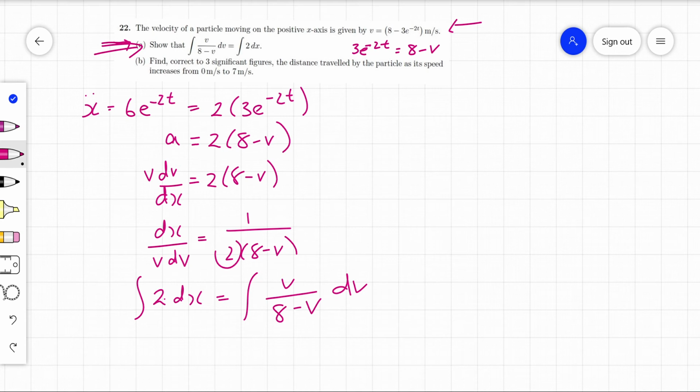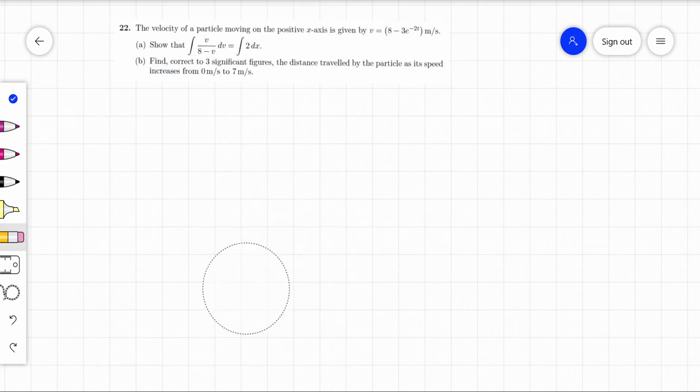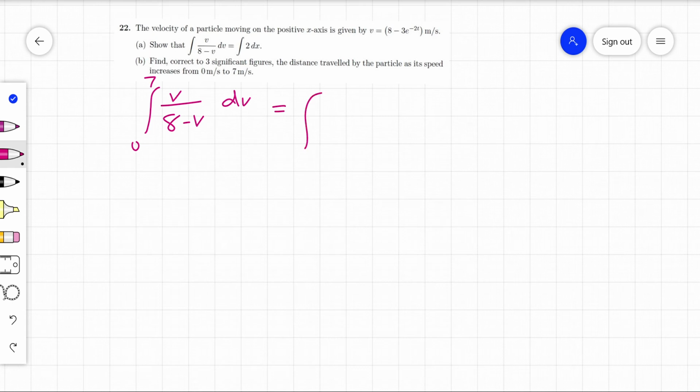All right, so part B, we want the distance travelled. So we're looking at x when the speed increases from 0 to 7. We're going to use what we're given right there. Let me just make a bit of room here. So let's go back to the show that. We've got v on 8 minus v dv, and we're going between 0 and 7. We want the distance that's travelled in this time, so we're going from 0 to some distance, let's say d, of 2 dx.